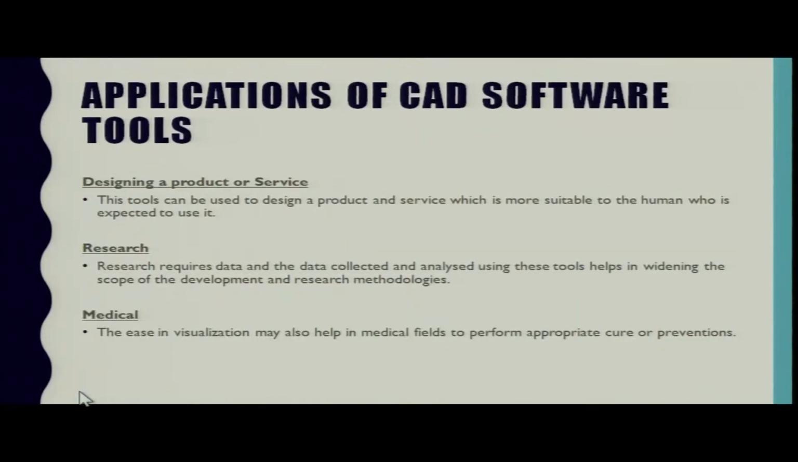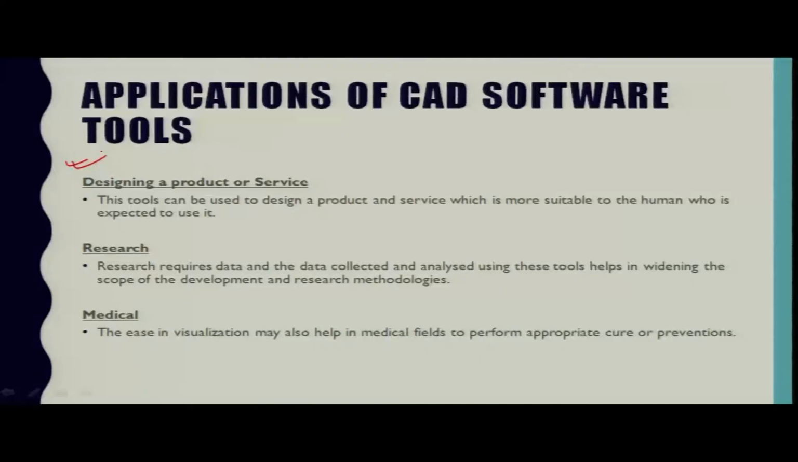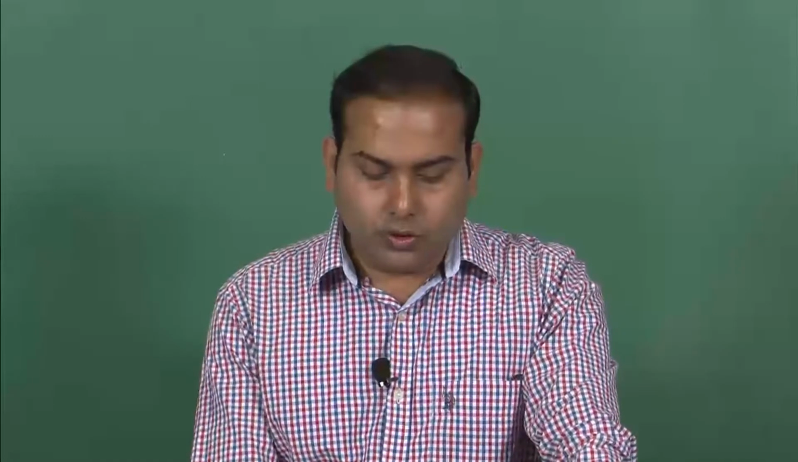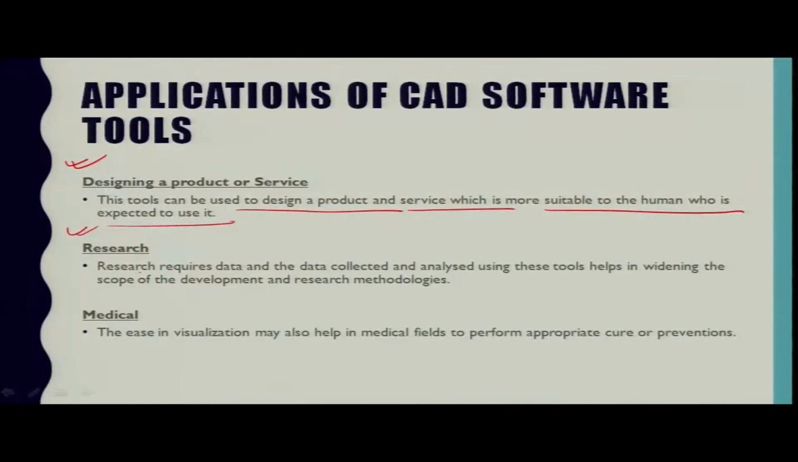ergonomics. So what are the possible applications of CAD software tools? It is used for designing a product or service, one which is more suitable to the human who is expected to use it. These CAD software tools are also used for research. The research requires data, and the data collected and analyzed using these tools helps in widening the scope of the development and research methodologies.